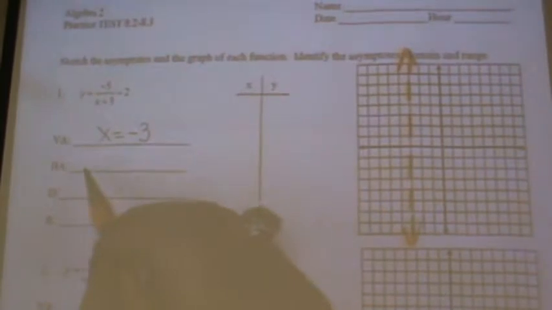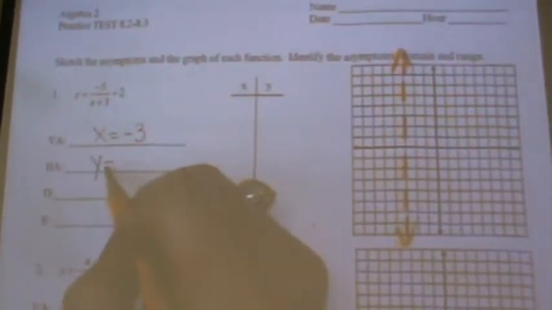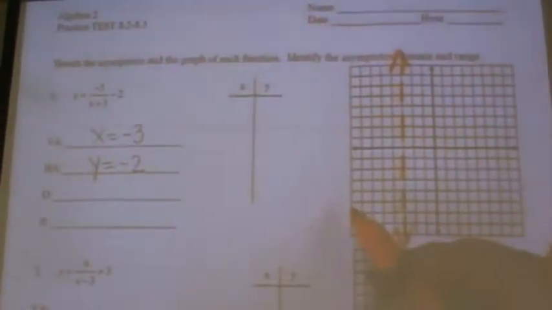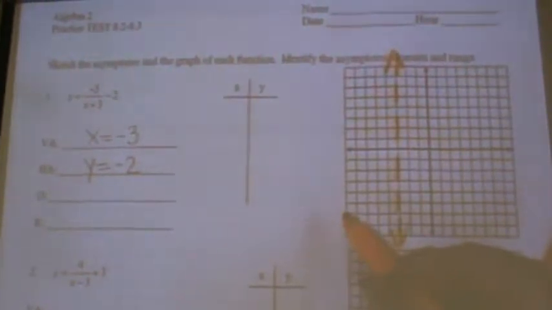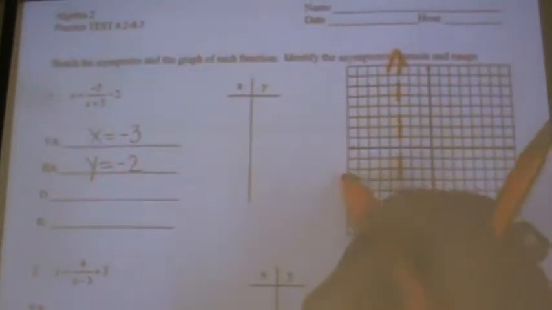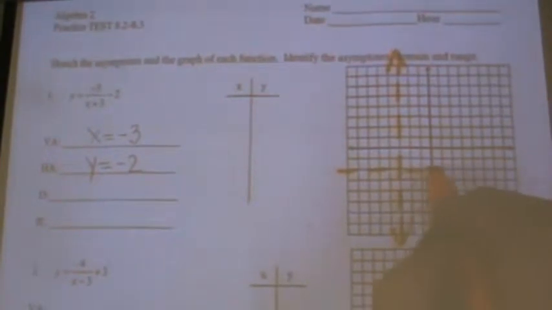How about the horizontal asymptote? y equals -2, it's this exact number. Where is y equals -2? It's going to be 2 below the x-axis. y equals -2 is a horizontal line here.